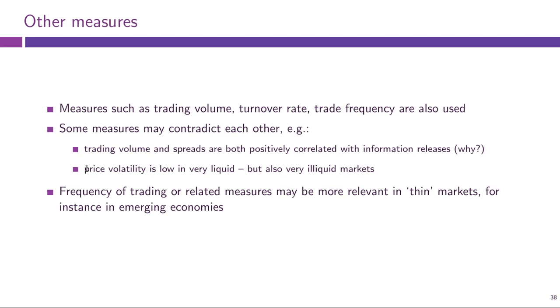Another example is if you use price volatility as a measure of liquidity, then it is a pretty bad measure, right? Because it is low in very liquid markets, because there the price is just very stable and the market can easily absorb even very large transactions. But price volatility is also very low in very illiquid markets, simply because there is no trade there, and the same prices, the same quotes, can hold for a very long time, for days, maybe even months, although that seems slightly less likely.